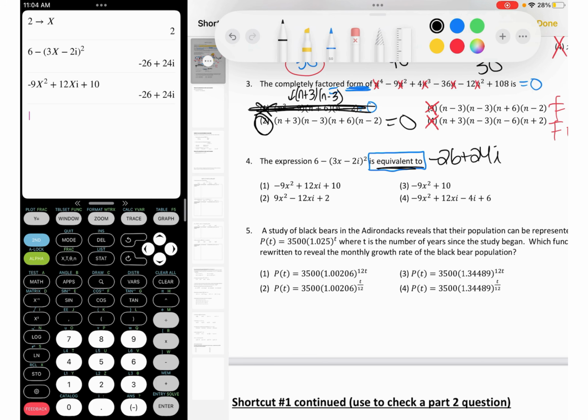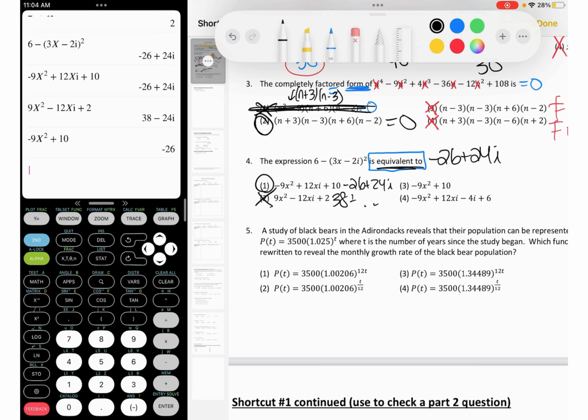So when I typed in choice 1, it is equivalent: negative 26 plus 24i. So that is going to be my answer, but you should check all of them. I'm going to go on to the next one, 9x squared minus 12xi plus 2. Not equivalent, right? I got 38 plus who even cares? It does not equal. The next one, negative 9x squared plus 10. Yep, negative 26 doesn't match, boom, and then you check choice 4, it also doesn't match. But you want to check all of your answers to see which one is equivalent.